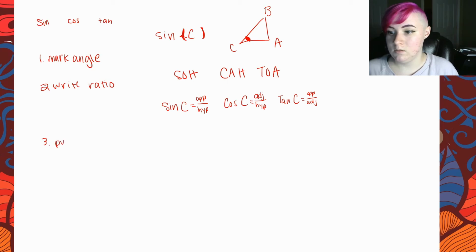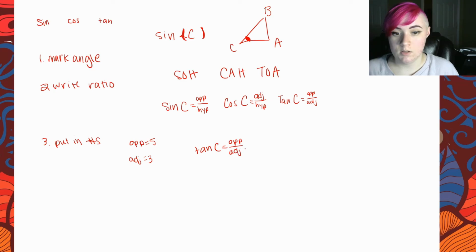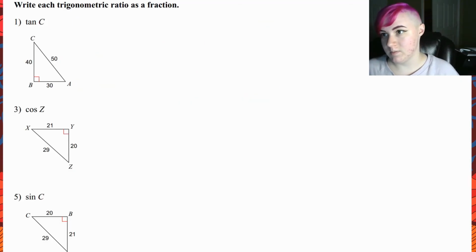After that, put in the numbers. So if you know that the opposite side is 5 and the adjacent side is 3, and you're looking for tangent, tangent of whatever is going to be opposite over adjacent, like we've got here. Opposite side is 5, adjacent side is 3. Literally just write it as a fraction. So looking at the actual problems now, number 1 tells us tangent of C.